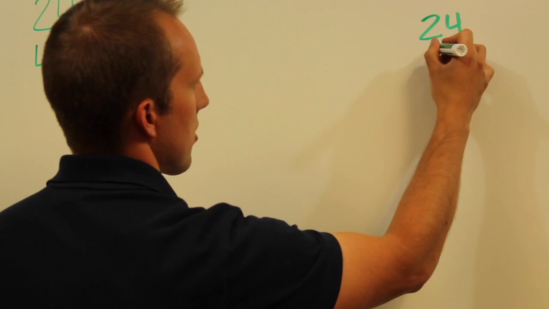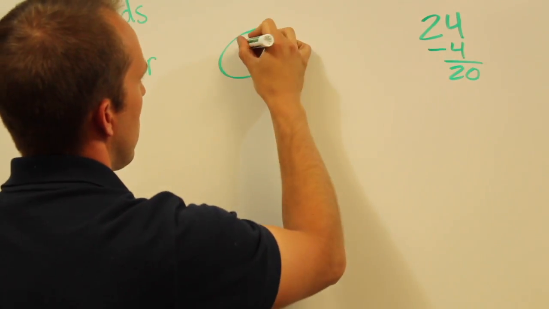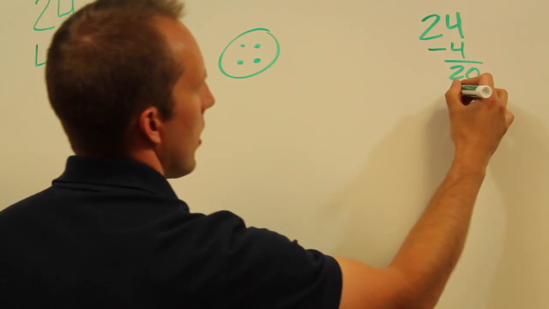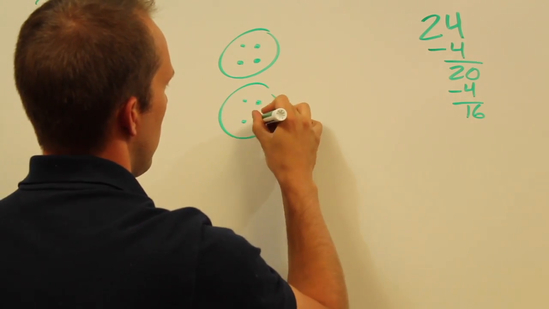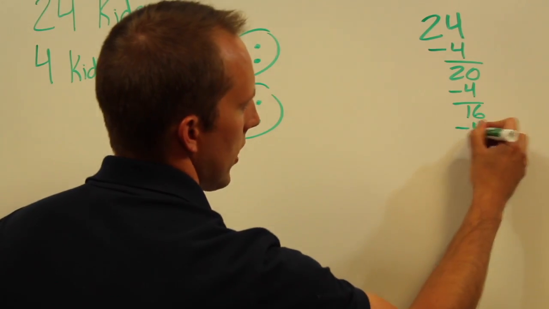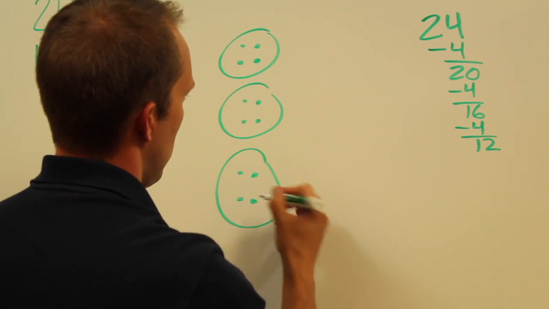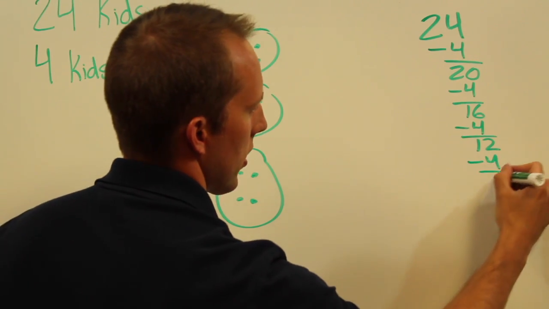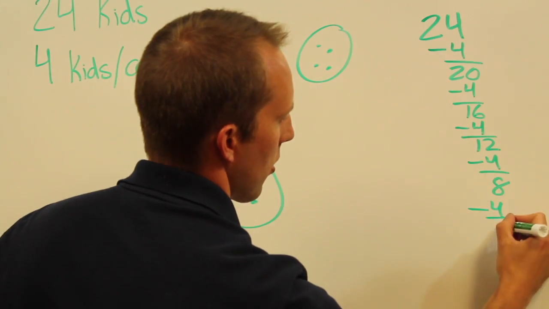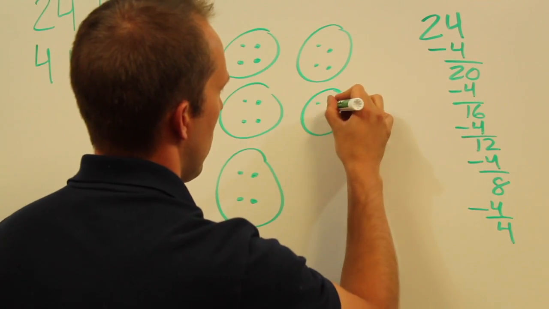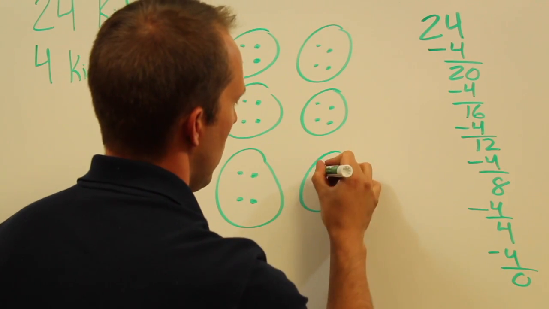So, we'll basically just take away 4 at a time. So 24 minus 4 is 20. So that's one group. Okay, and we take away another 4, and that gets us down to 16. So that's another 4 kids. Take away another 4, that gets us down to 12. That's another 4, gets us down to 8. Another 4, gets us down to 4. So that means that we've got just 1 left, and that gets us down to 0.